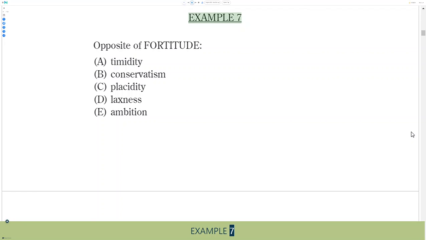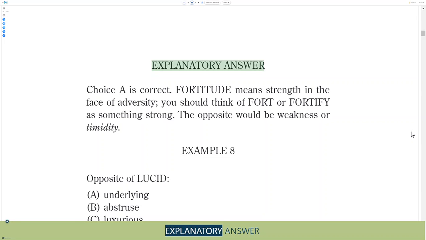Example 7. Opposite of fortitude. A. Timidity. B. Conservatism. C. Placidity. D. Laxness. E. Ambition. Explanatory answer.